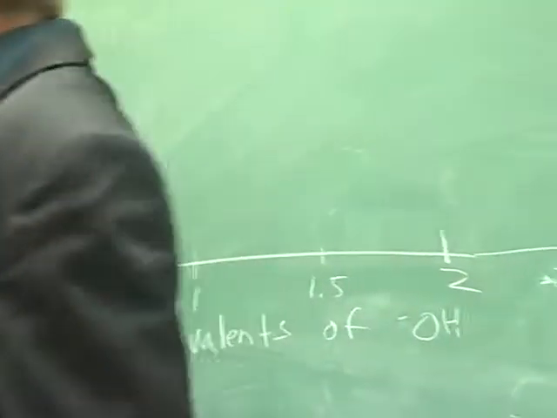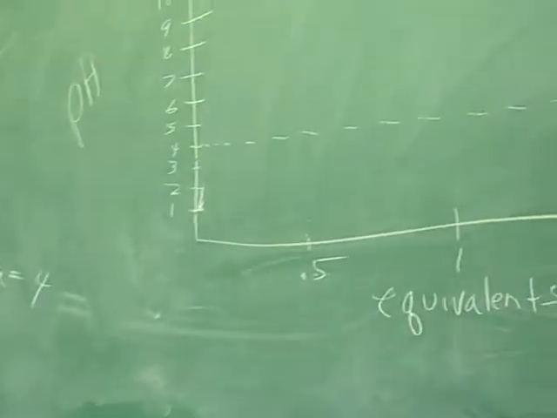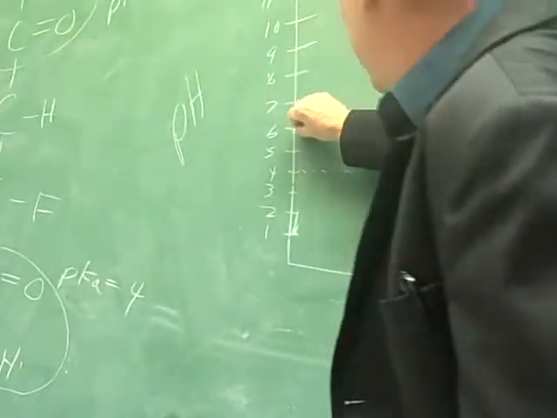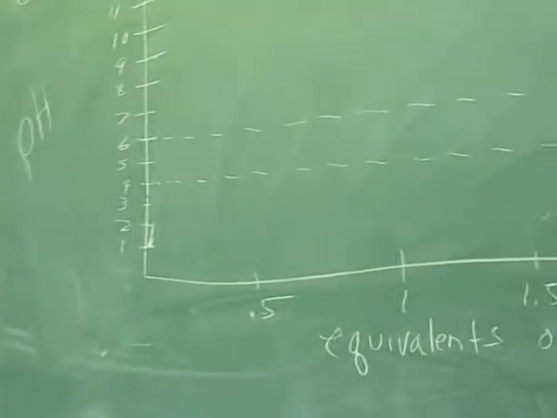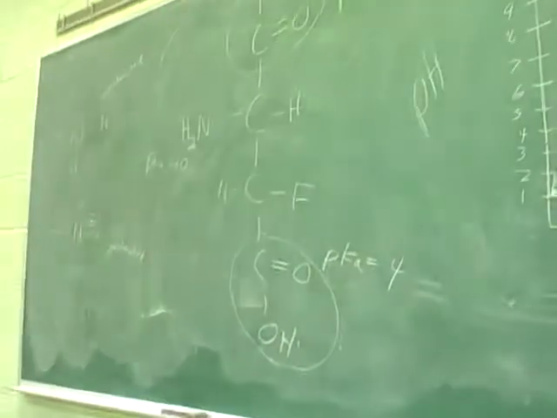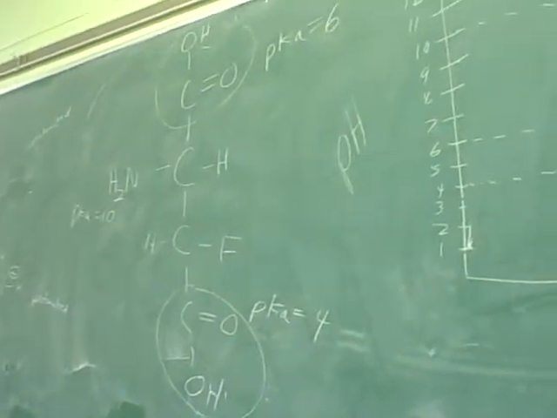So now I find what my pKa's are, and I draw my dotted lines. The first pKa is 4. The second pKa is 6, so I'll draw another dotted line. And the third pKa is 10, so I'm going to draw a dotted line up here. Okay?